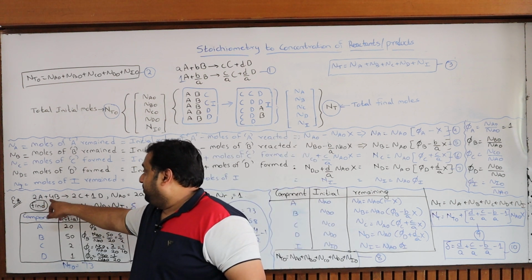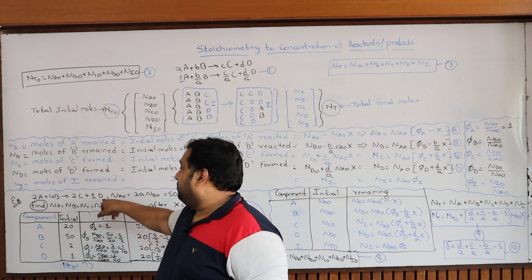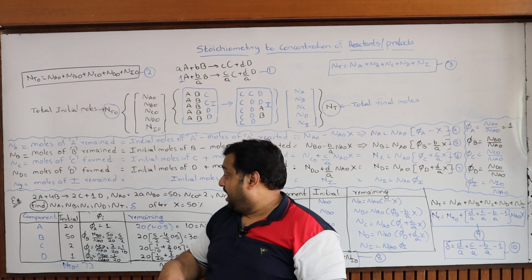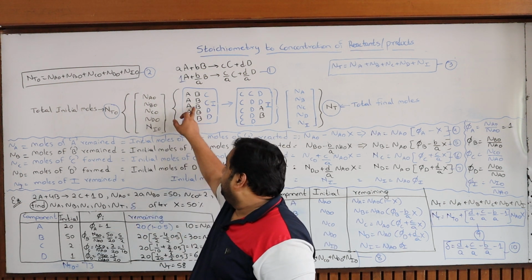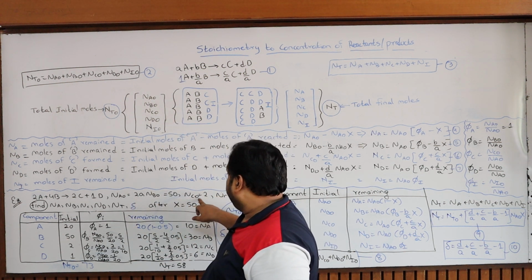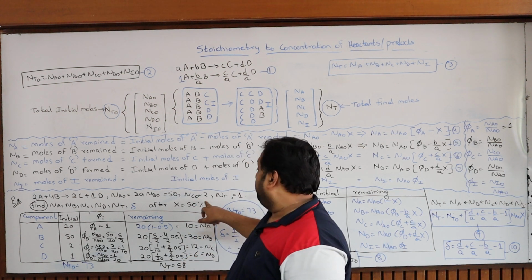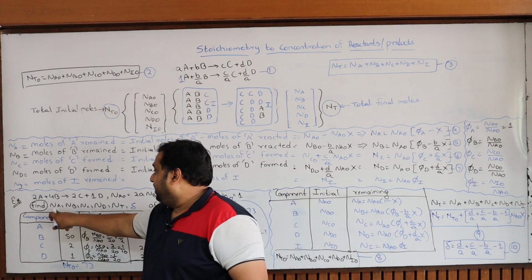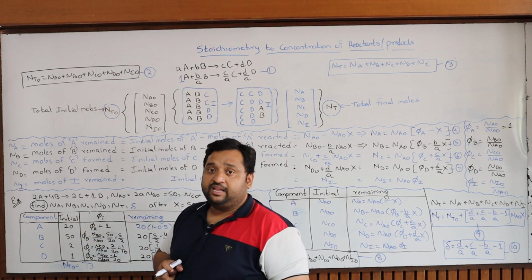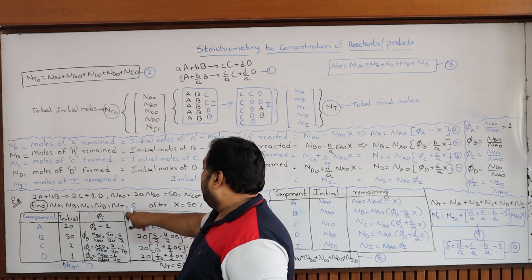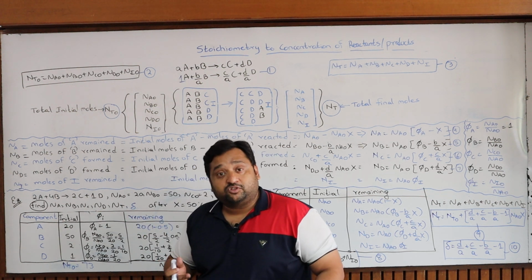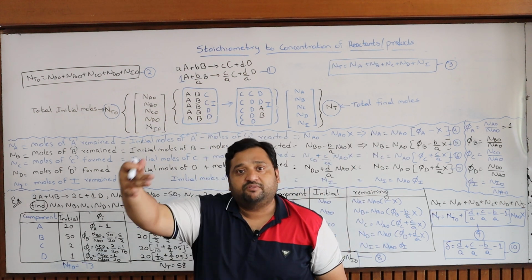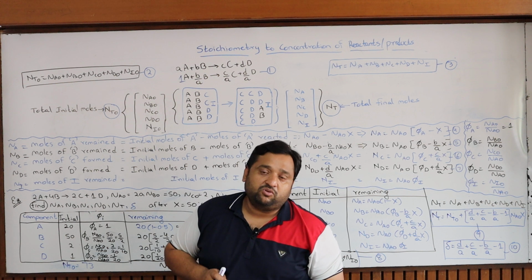Let us take the example: 2 moles of A plus 4 moles of B gives us 2 moles of C plus 1 mole of D. This is the reaction that is happening in the reactor. Initially, the moles of A is 20, initial moles of B is 50, initial moles of C is 2, and initial moles of D, Nd0, is 1. Find Na, Nb, Nc, Nd. In this reactor, 50% reaction happened. After this 50% reaction, how are you going to calculate?